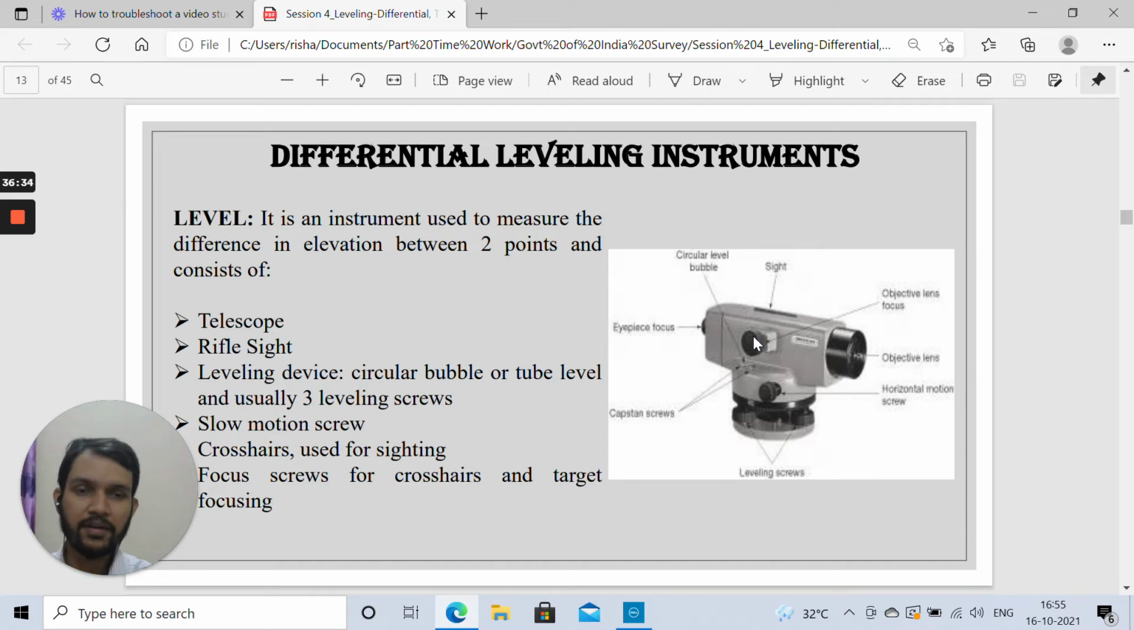Now, at the bottom you can see there are 3 leveling screws. These leveling screws are required because whenever you are mounting your instrument on the tripod, it should not be inclined, it should be exactly parallel to the level surface. How can that happen? You will have to level it with the help of the screws. These screws, either both of them need to be rotated outwards or both of them inwards, because there is also a bubble, through which you can get to know. Here they have shown a circular level bubble, which is located here.